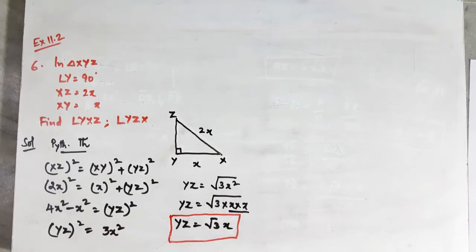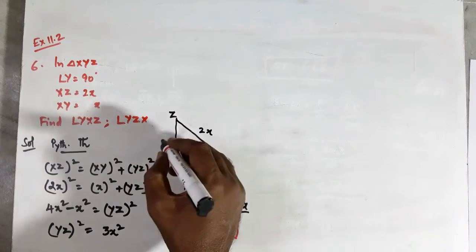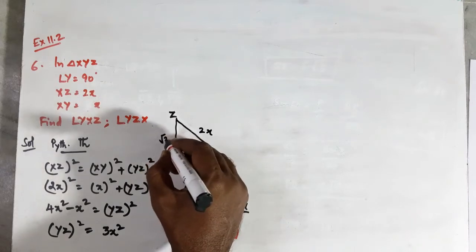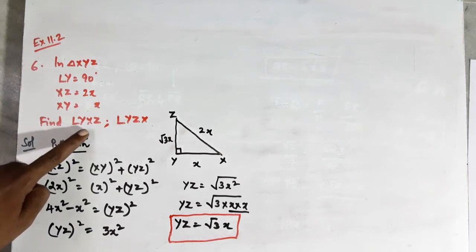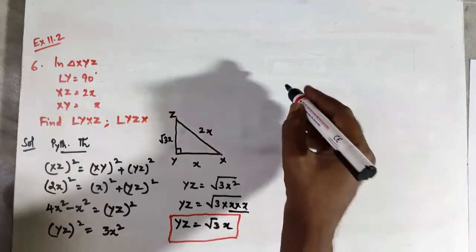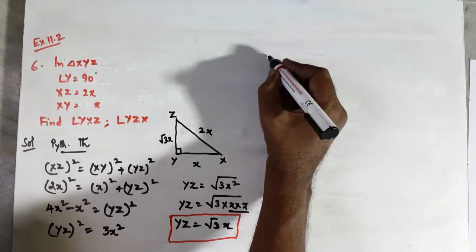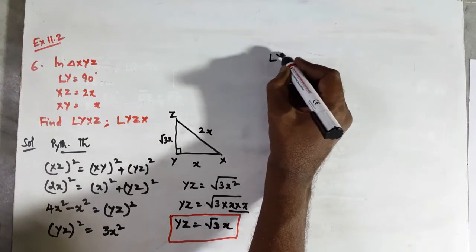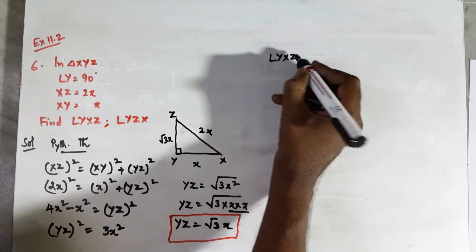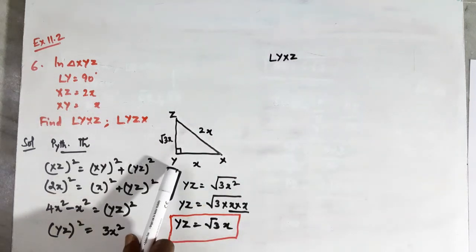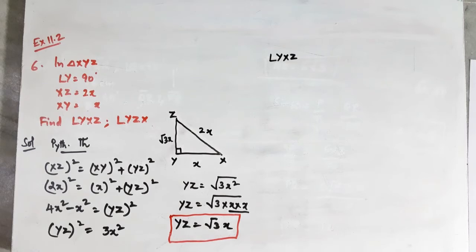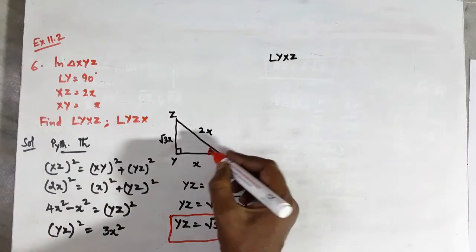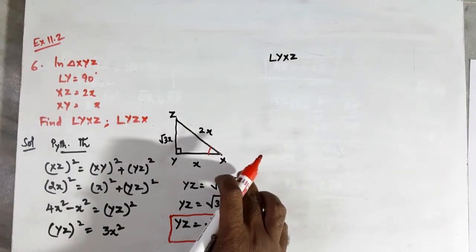Okay, now YZ is nothing but root 3x. Now what you have to find? Angle YXZ. So angle YXZ means this is the angle you have to consider. Okay, so what is this angle here?